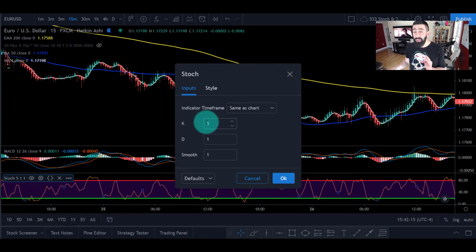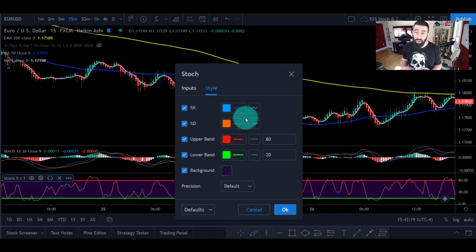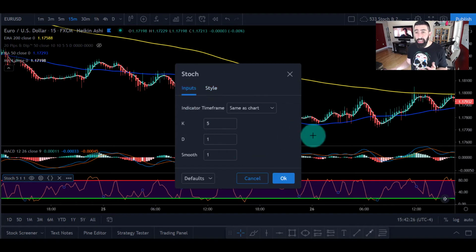Our settings for stochastics are set to 5, 1, and 1. Style really doesn't matter, guys, what color it is, just as long as your upper and lower bands are set to 80 and 20 and that they're legible enough for you to see on your chart.